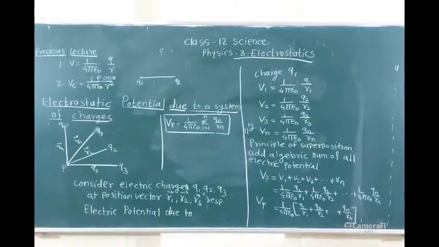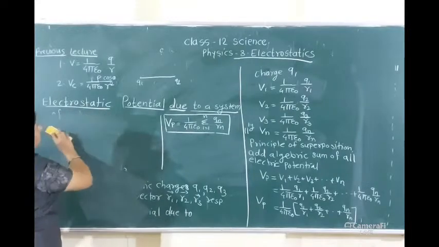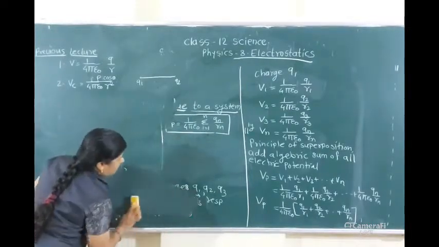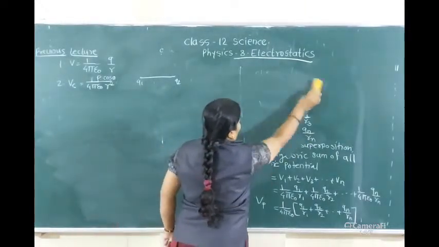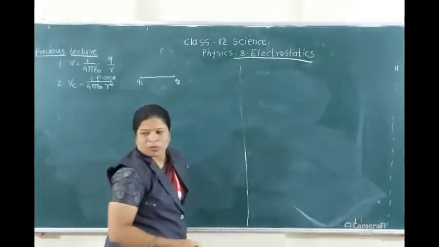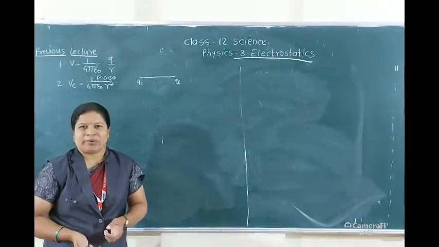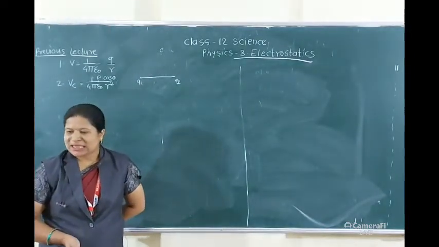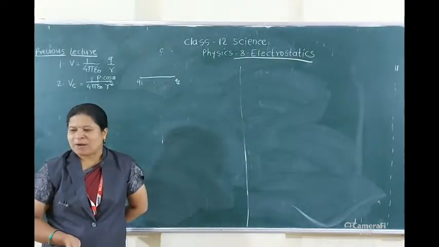So the next point is equipotential surfaces, but equipotential surface is removed from this chapter.